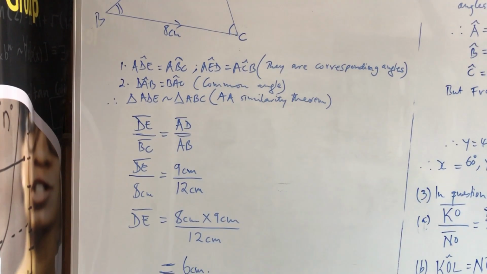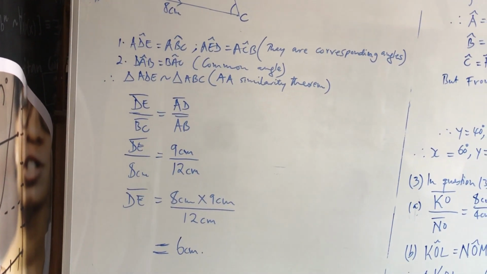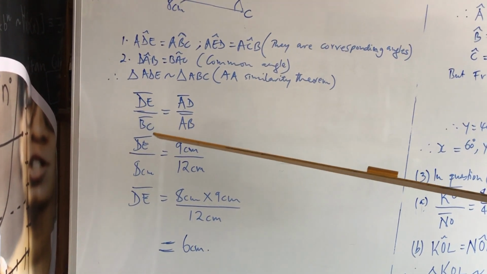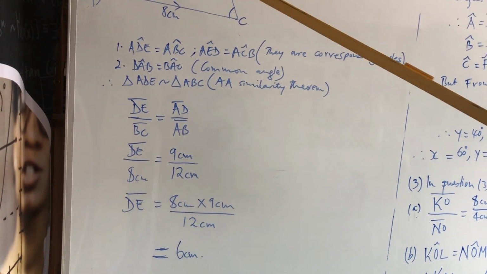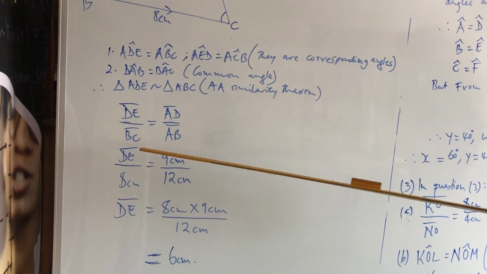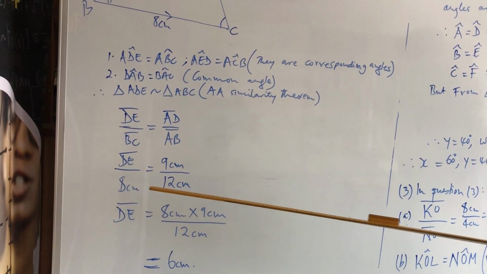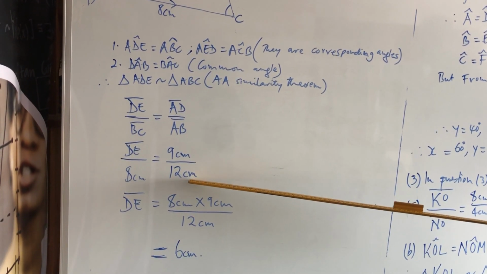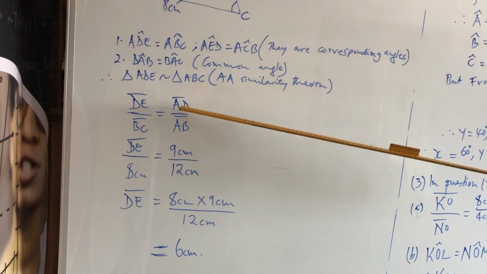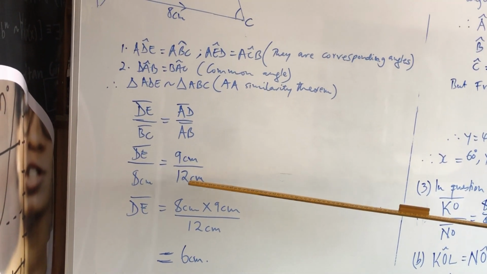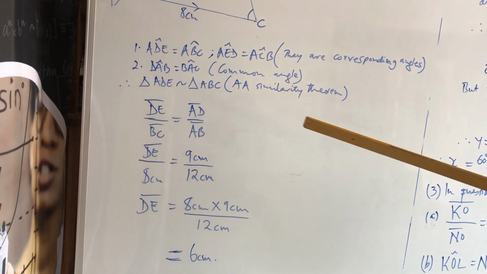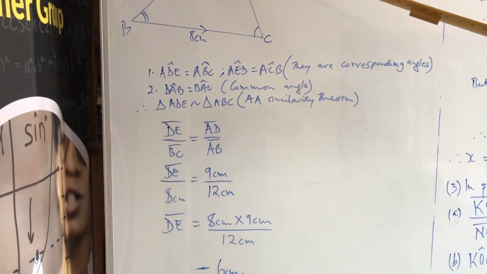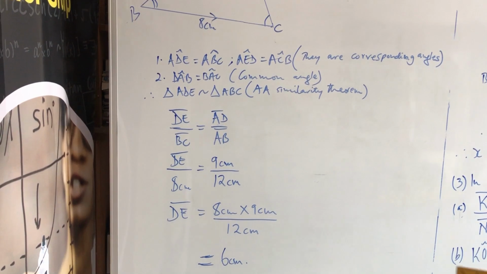Reason, they are proportional sides. So DE over, what is BC? BC is 8 centimeters. Therefore, DE over 8 centimeters is equal to 9 centimeters over 12 centimeters. 9 centimeters for AD and 12 centimeters for AB. How do you get 12? 12 is just 9 plus 3.